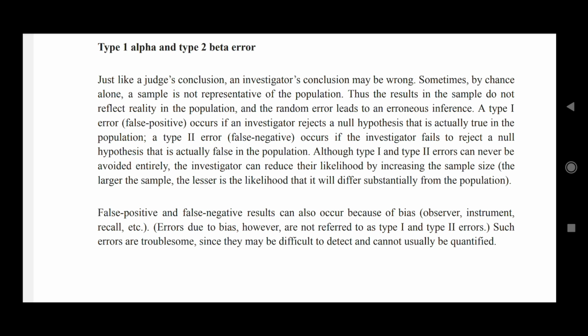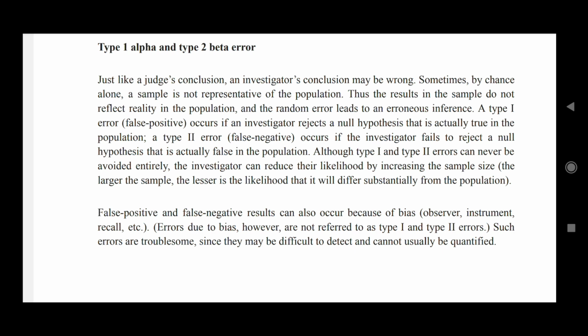Although type 1 and type 2 errors can never be avoided entirely, the investigator can reduce their likelihood by increasing the sample size. The larger the sample size, the lesser is the likelihood that it would differ substantially from the population. So both the errors cannot be avoided entirely, but they can be reduced by increasing the sample size.